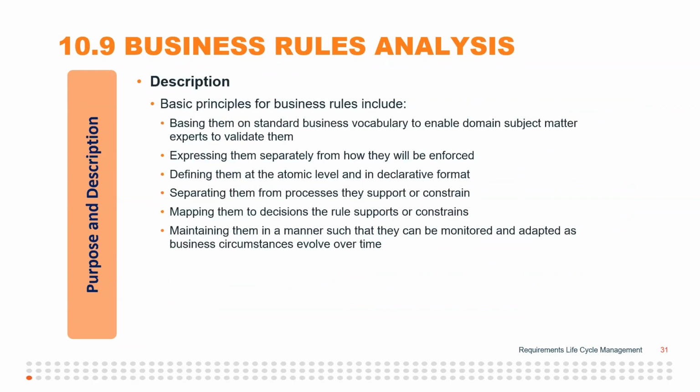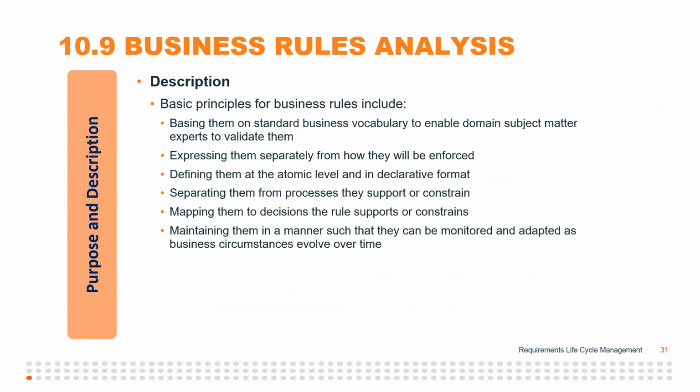So basic principles for business rules are basing them on standard business vocabulary so that they can be validated and understood easily. And then expressing them separately from how they will be enforced. In other words, you write the business rule, but you don't necessarily say how you're going to enforce it as part of that business rule. How it's going to be enforced is a separate item.